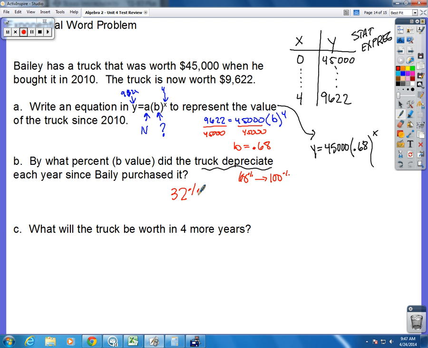How much will the truck be worth in 4 more years? So we take our equation and we substitute 8 for x. Okay, so 45 grand, 0.68 to the 8th power, and I end up getting $2,057.23. Sounds like it's time to trade in.